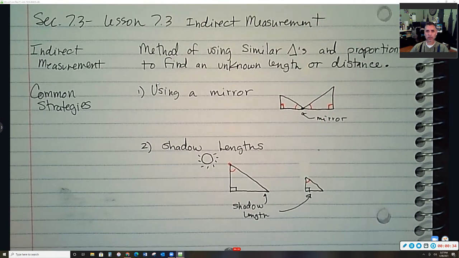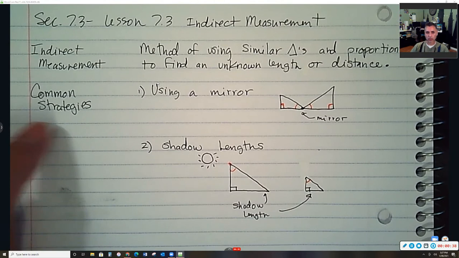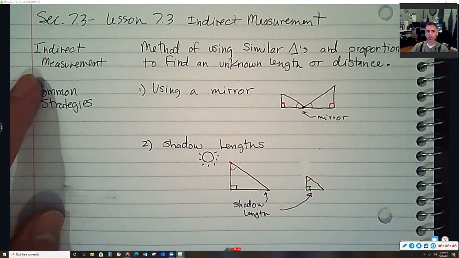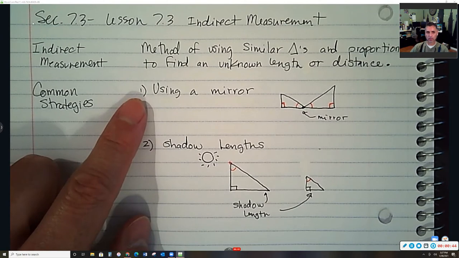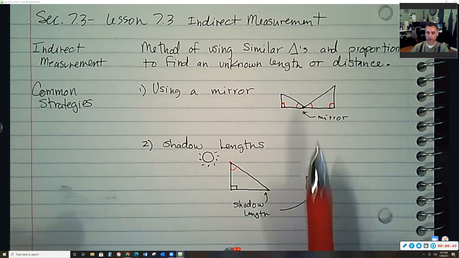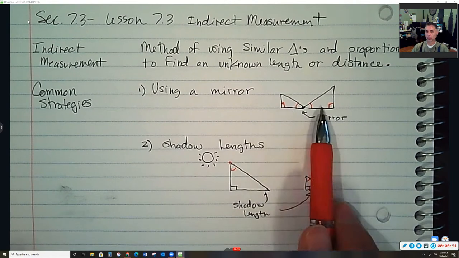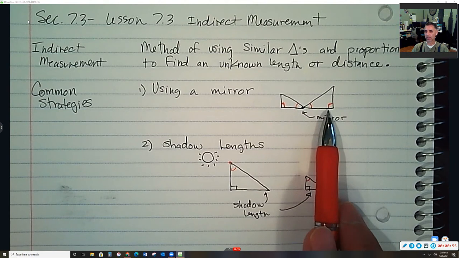So that's all the notes we're going to write before we get into our examples. There's two common strategies involving indirect measurement. One is using a mirror. Whenever the problem involves using a mirror, two similar triangles are constructed that look like this.